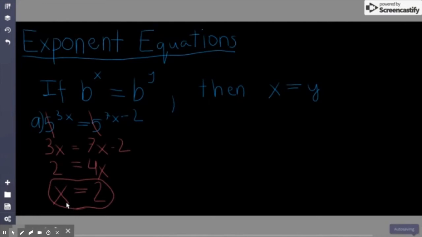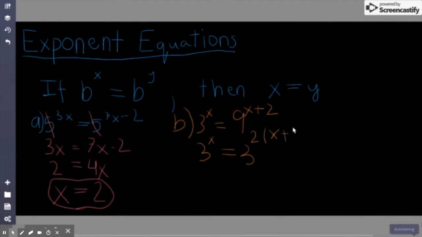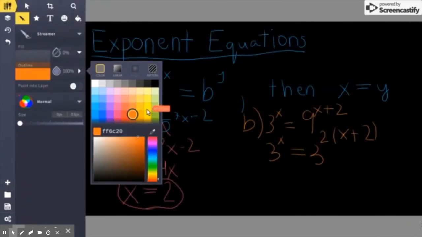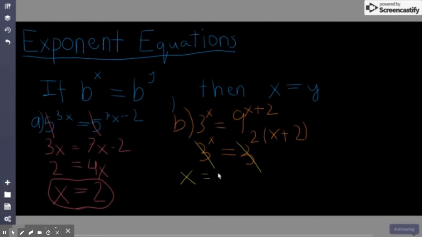For another example, where the bases are not the same, we have 3 to the power of x equals 9 to the power of x plus 2. We simplify them to the same bases, and then we cross out the bases because they're now the same, and then you just solve for x.